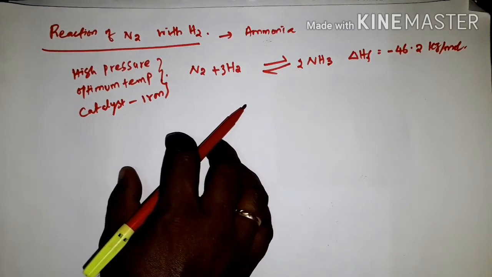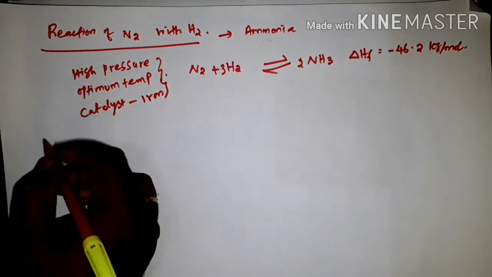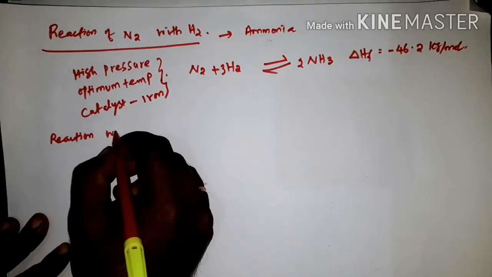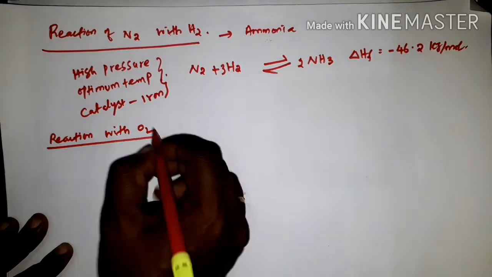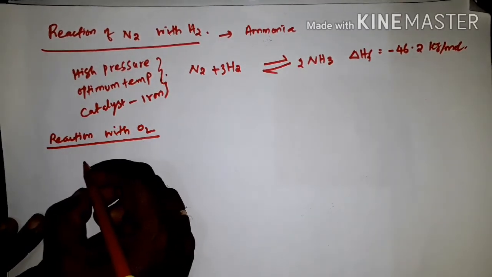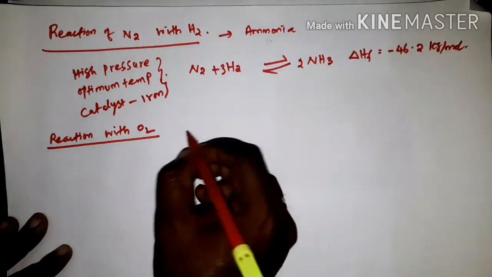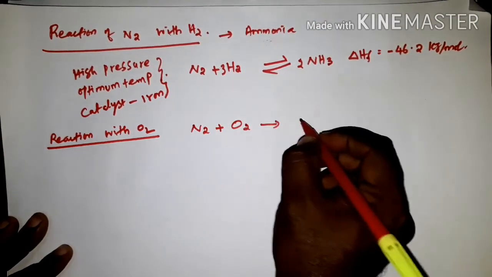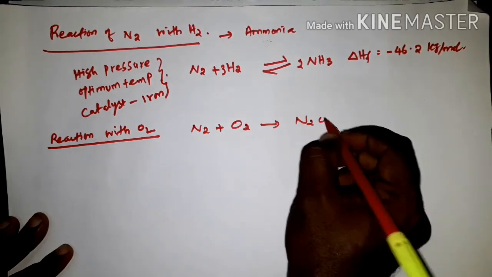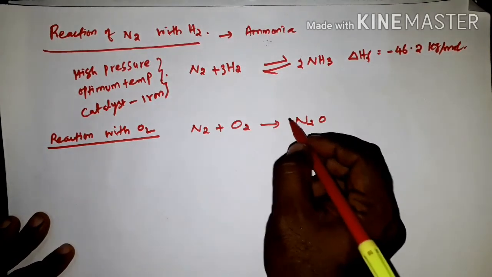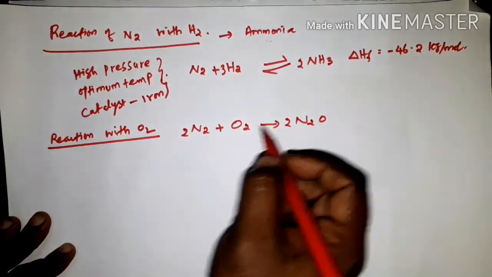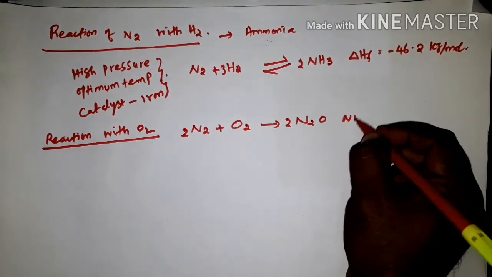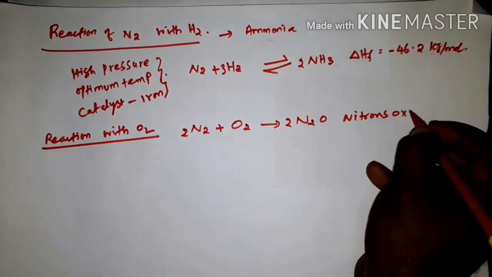Then another reaction, with oxygen. With oxygen, nitrogen produces nitrous oxide. So N2 plus O2 gives nitrous oxide, N2O. Now balance the equation, put 2 here and put 2 here. So nitrogen produces nitrous oxide. This is nitrous oxide.